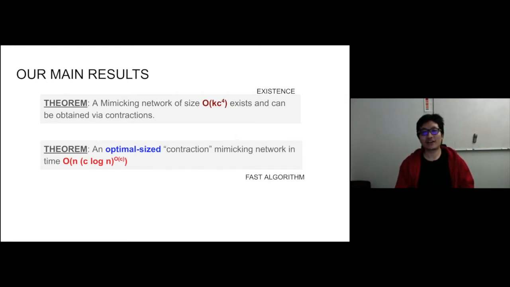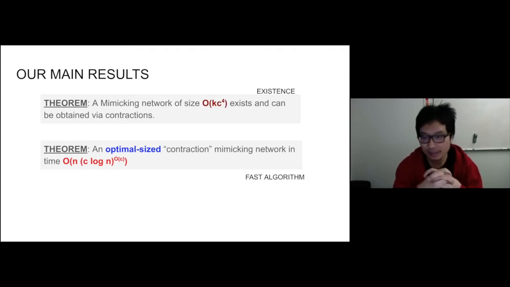Okay, so now our main result. First, we show the existence of a mimicking network of size k times c to the 4. Notice that this can be contrasted with the 2 to the k lower bound if you want to preserve all the cuts in general. If you want to preserve only cuts up to the value of c, now you can get it down to linear in terms of k for constant c. And such a mimicking network can be obtained only by contraction. I will define this more formally later.